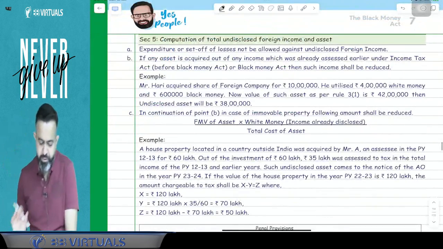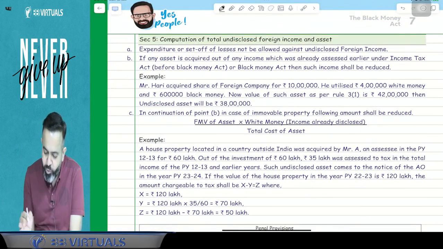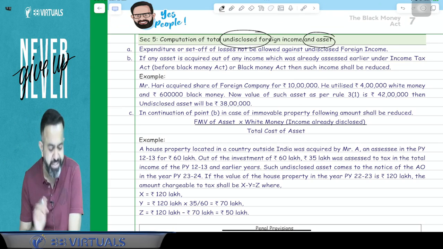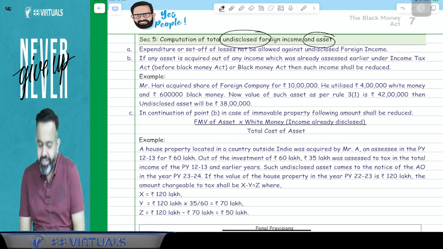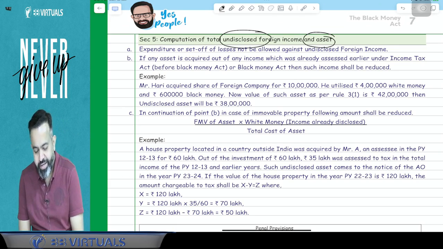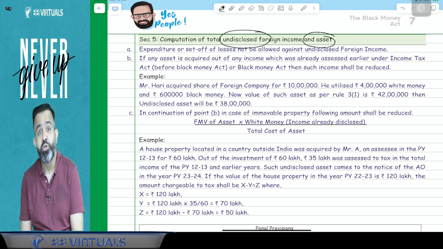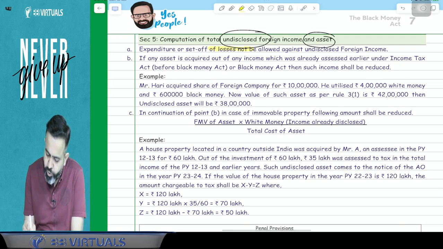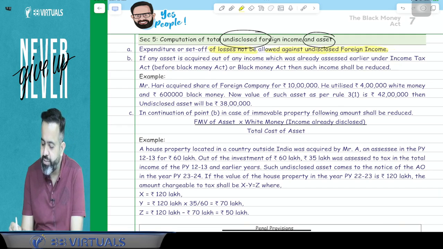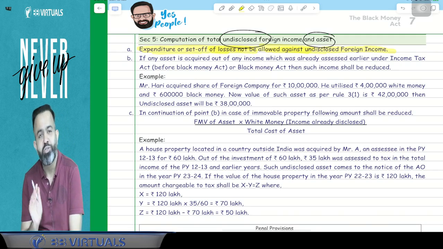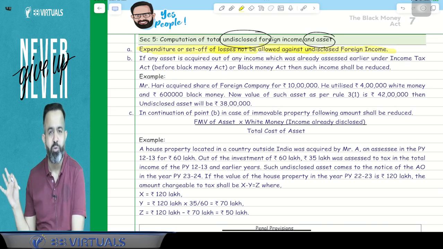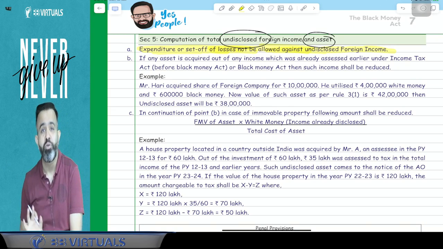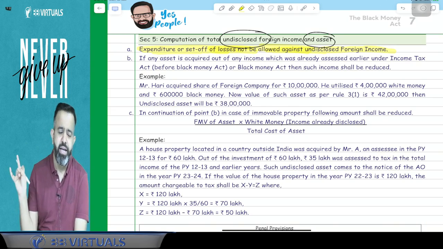Done. Now, guys, there is one very interesting part here. How to compute the undisclosed foreign income and asset? Always remember, while calculating the undisclosed foreign income, any expenditure is not allowed. Any expenditure not allowed means your gross income is going to be taxable. So here, expenditure or set-off of losses is not allowed against undisclosed foreign income. Against undisclosed foreign income, any expenditure is not allowed, or any set-off of losses is also not allowed. Means gross income is going to be taxable.